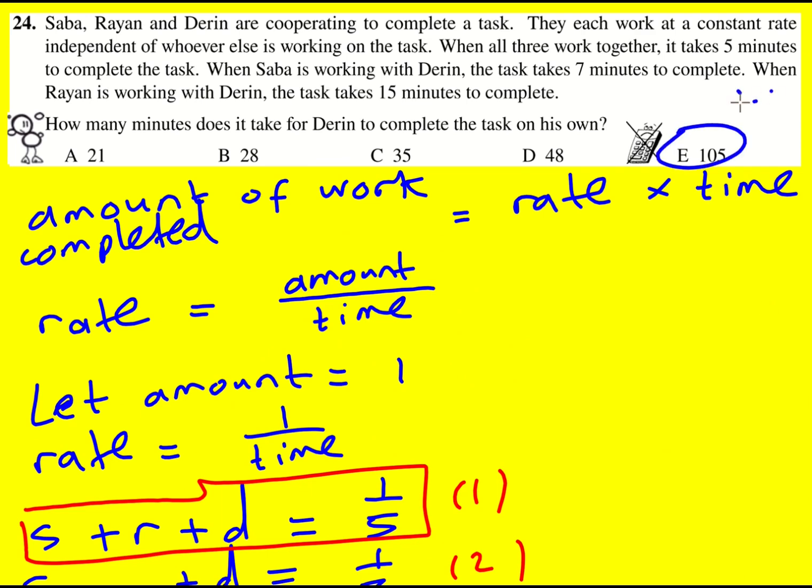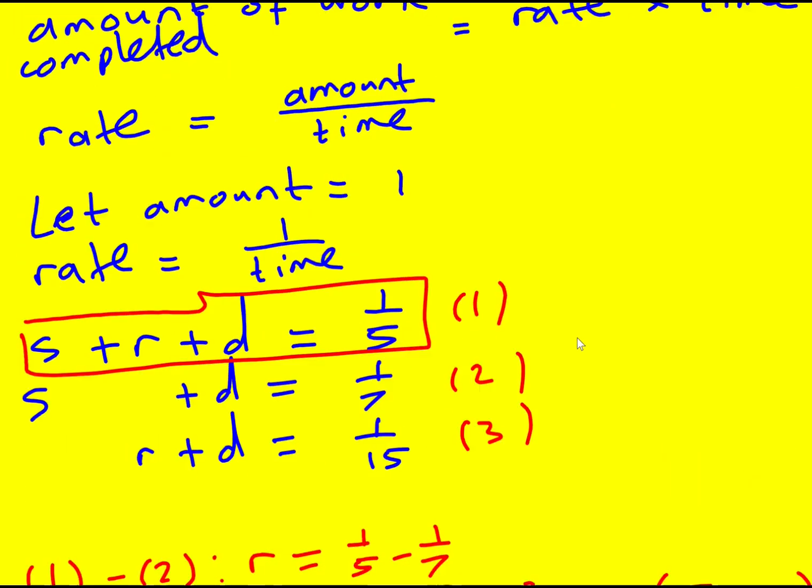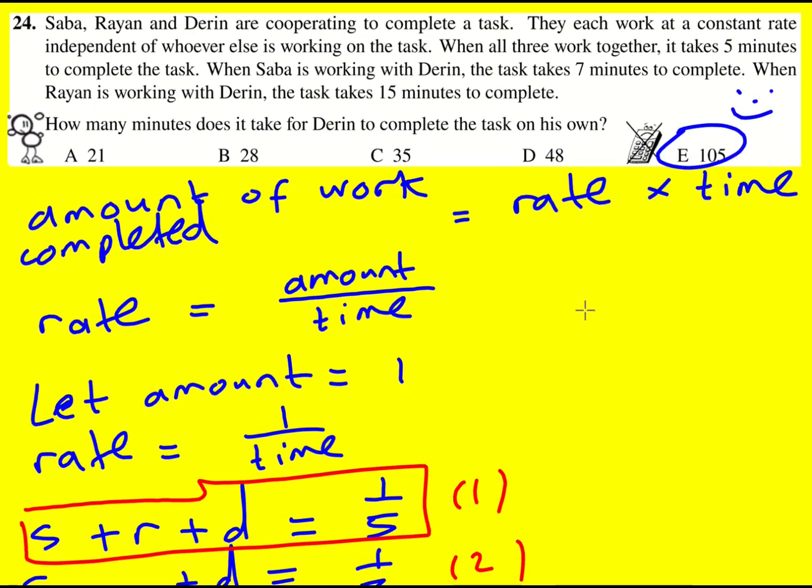E is the answer. There are other approaches to this. Have a look at the answers. They do one in the extended solutions. I think they do it kind of similarly, but they write it as 1 over S. And then there are some other solutions I've seen that use a different approach again. But I quite like this. It works well, and hopefully it makes sense.